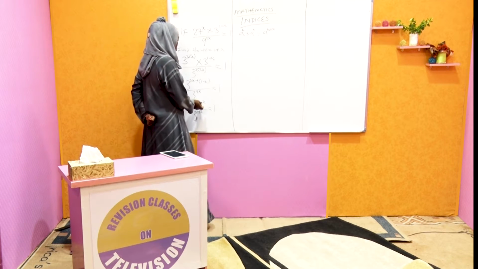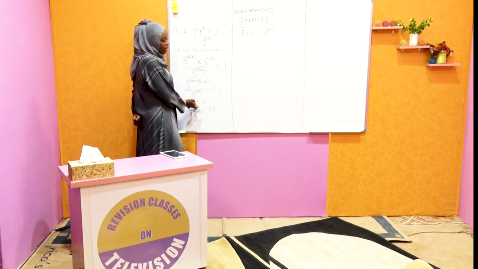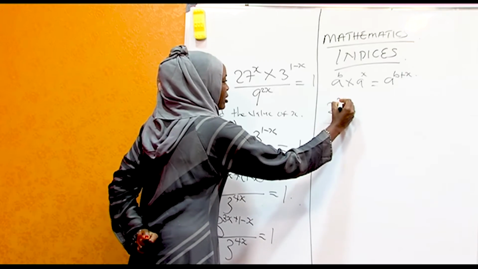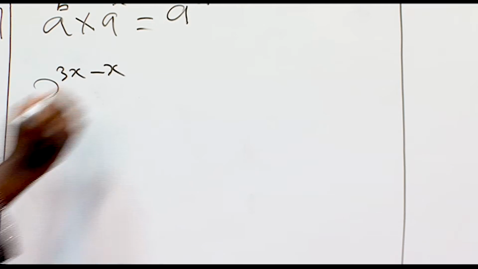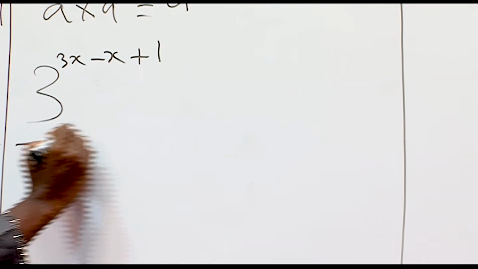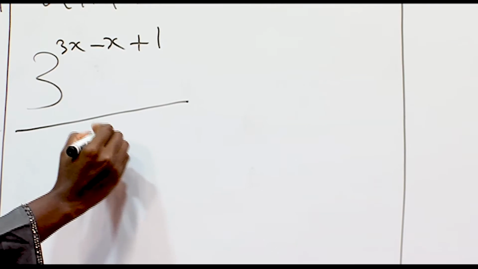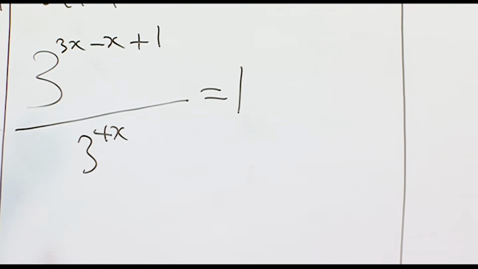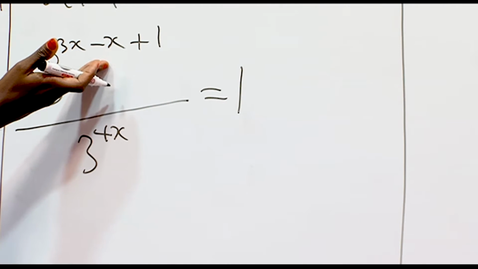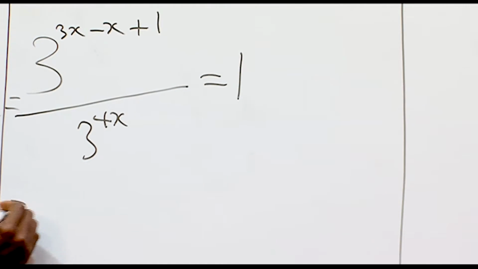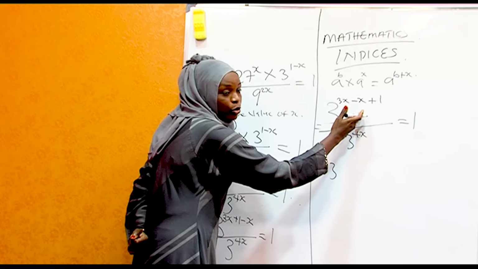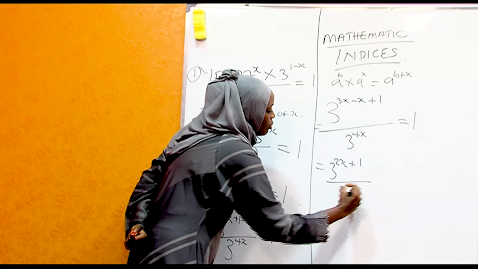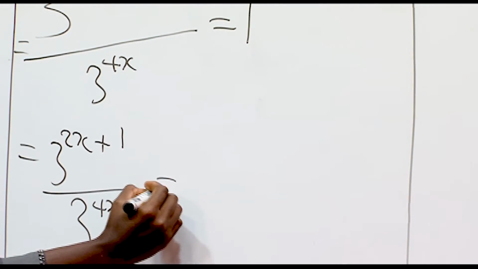So we continue from here. You can collect like terms. The ones that have x, you bring them together. Collecting like terms, we have 3 raised to power 3x minus x plus 1, all over 3 raised to power 4x, all equals to 1. You have to evaluate 3x minus x, which will give you 2x. So you have 3 raised to power 2x plus 1, all over 3 raised to power 4x equals to 1.